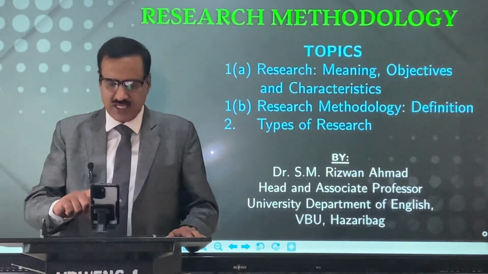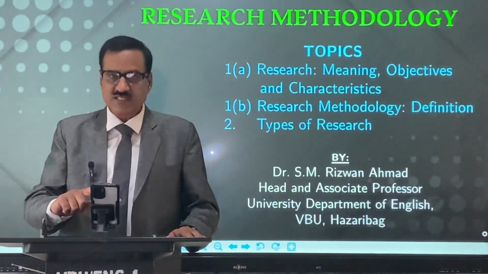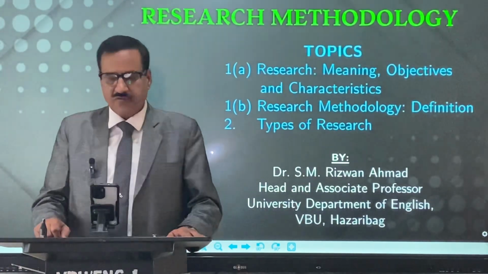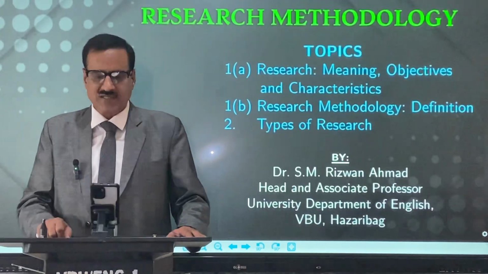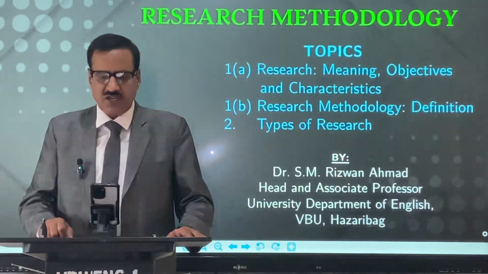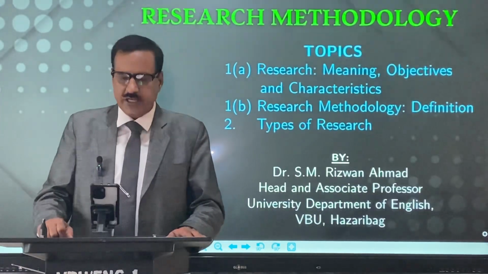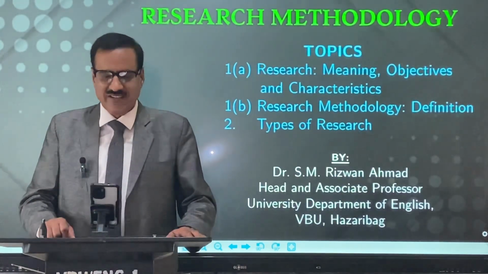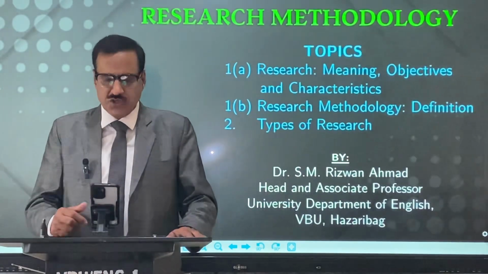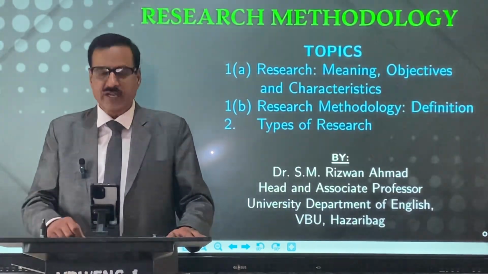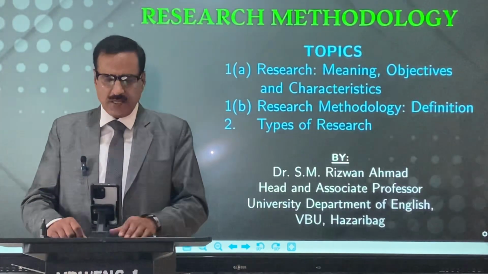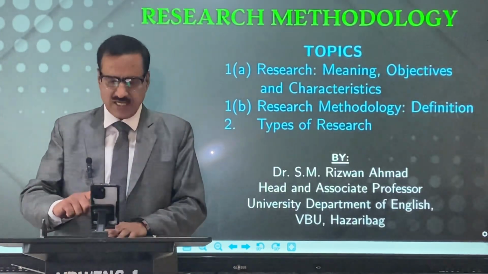The ninth one, and this is the last type of research which I have discussed, is empirical research. This research relies on experience or observation alone, often without due regard for system and theory. It is a data-based research coming up with conclusions which are capable of being verified by observation or experiment. So these are the nine types of research which I have discussed.